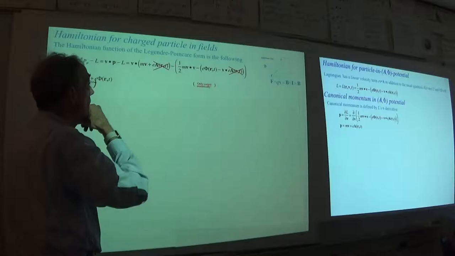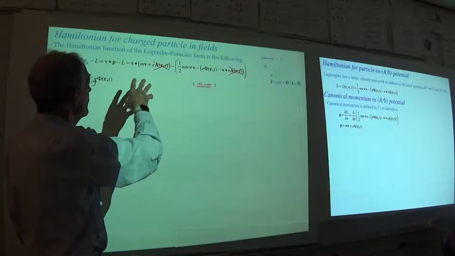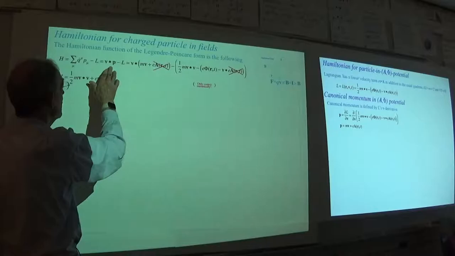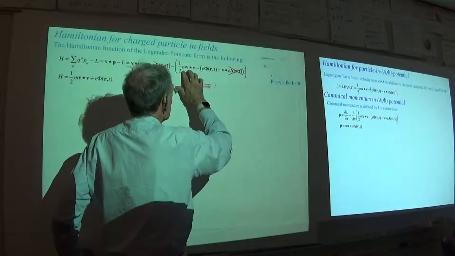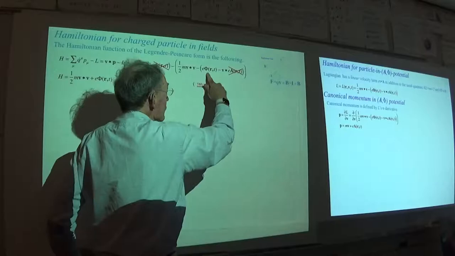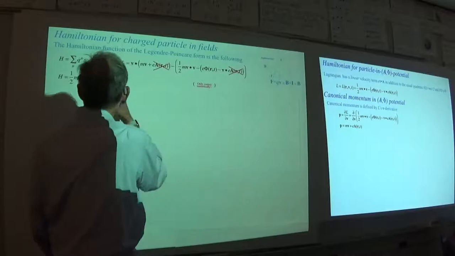Okay, so what we'll be doing here is basically taking the v dot p, that's this guy, minus the L. And this is what I get for my L, kinetic energy minus a strange thing involving a scalar and v dot A. And lo and behold, v dot A cancels out with electric charge and everything. I just get back to this. The Hamiltonian is this, exactly.